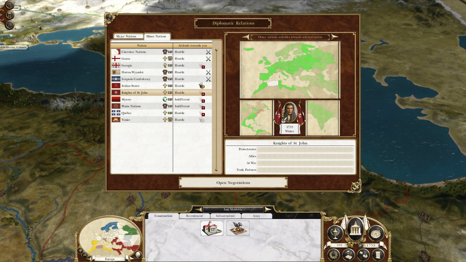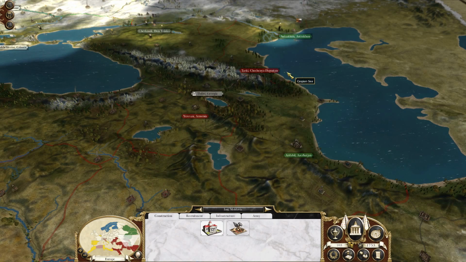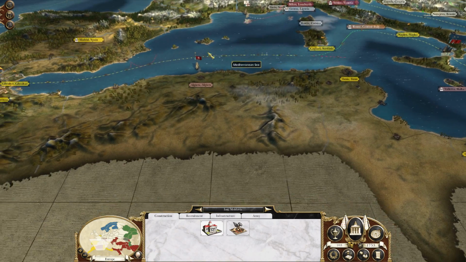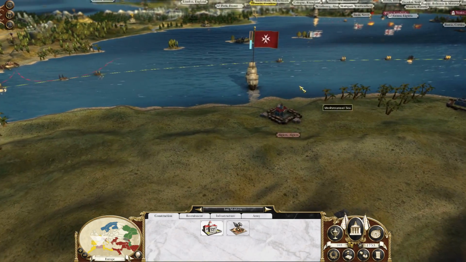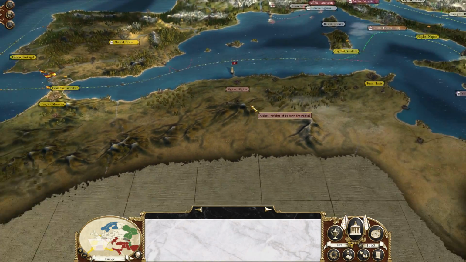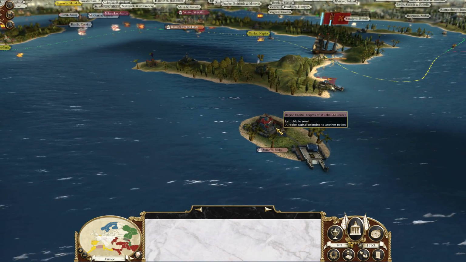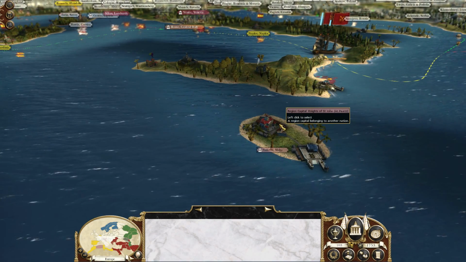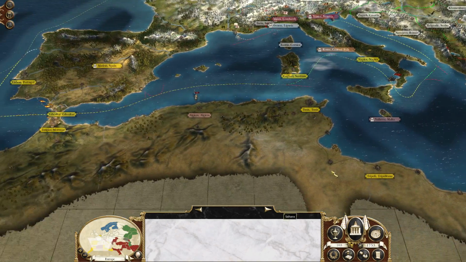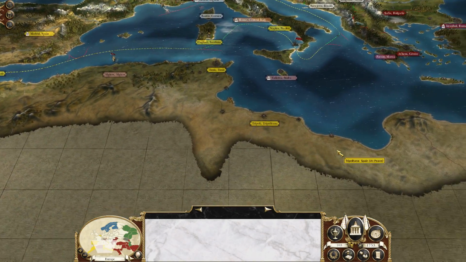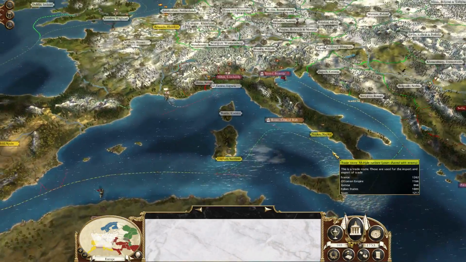And that's pretty much it, what I want to know. Knights of St. John got themselves a nice piece of land, Algeria. I think that makes them kind of important. They actually came from here, from Malta, and they managed to have themselves a powerful force.